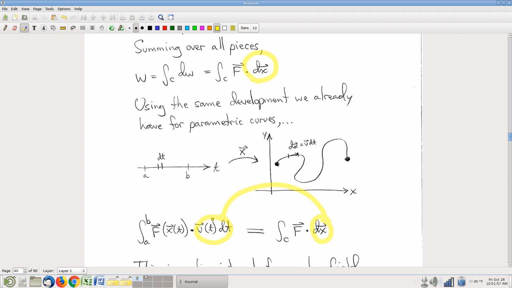No ds to deal with. x position, where I am, is a function of time. That's it. Everybody on board? Let's see an example.